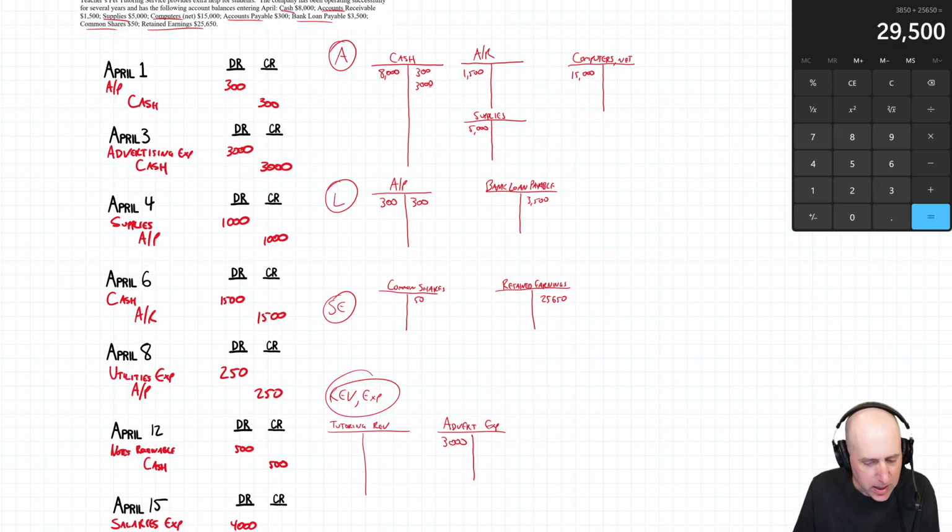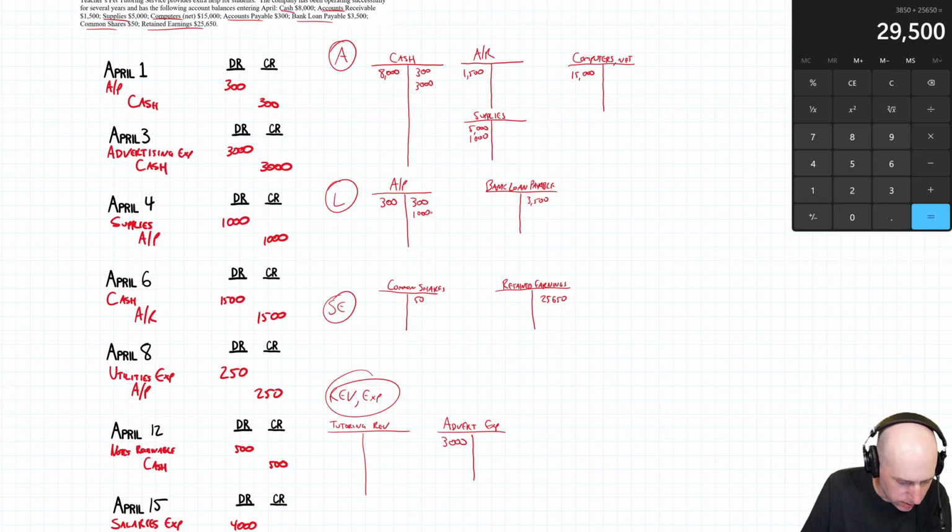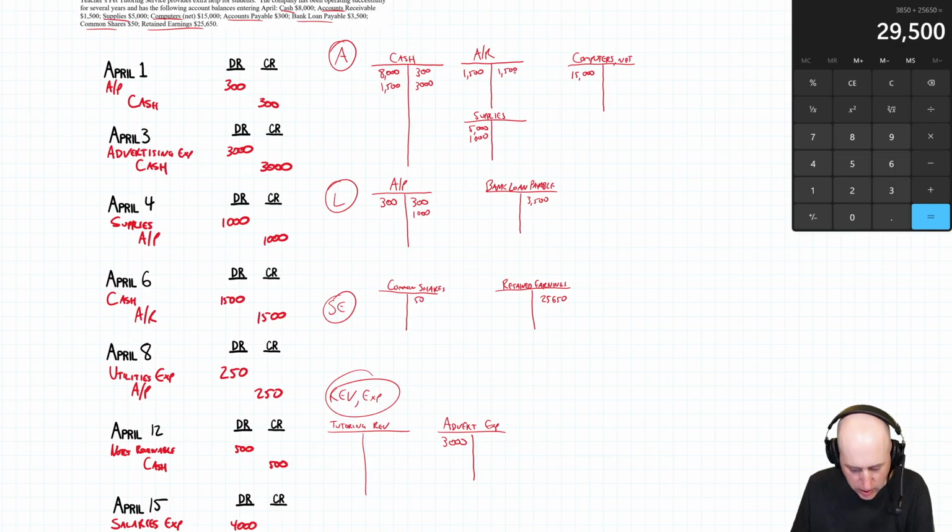Debit supplies, credit AP, 1,000. Debit supplies, 1,000. Credit accounts payable, 1,000. Debit cash, credit AR, 1,500. Debit cash, 1,500. Credit accounts receivable, 1,500. Debit utilities expense, credit AP, 250. Need a new T.